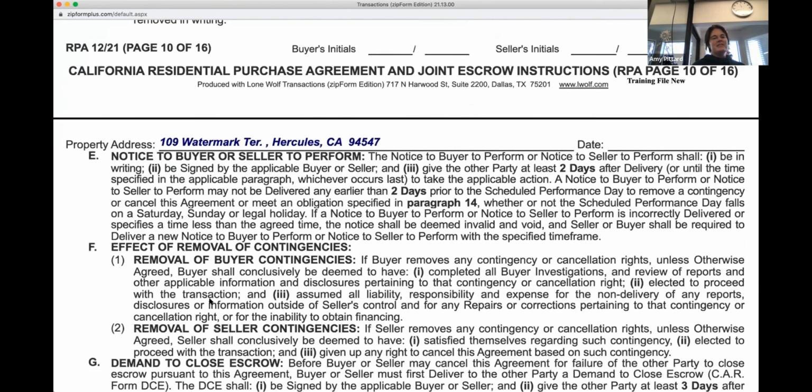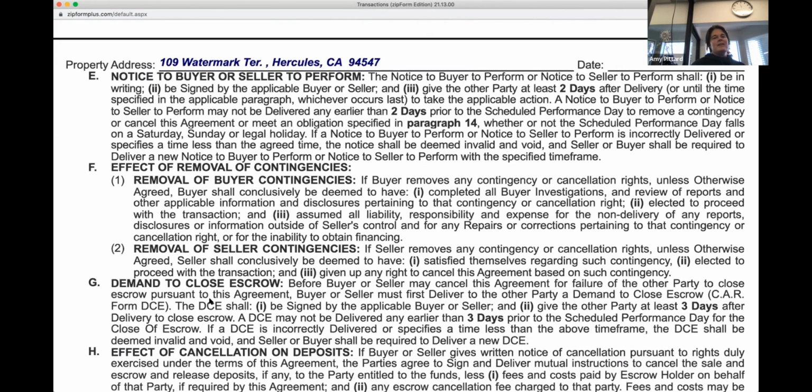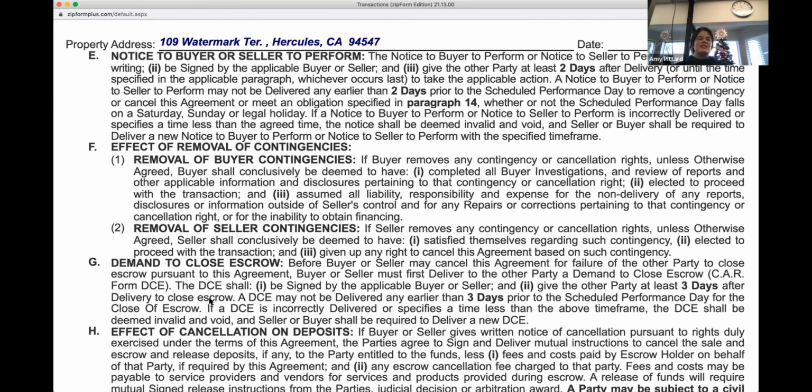There's your buyer contingencies. The notice to buyer or seller to perform is in section E. The notice to buyer to perform or notice to seller to perform shall be in writing, signed by the applicable buyer or seller, and give the other party at least 2 days after delivery or until the time specified in the applicable paragraph, whichever occurs last, to take the applicable action.